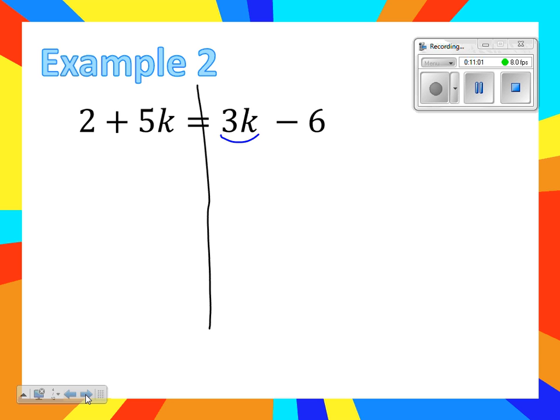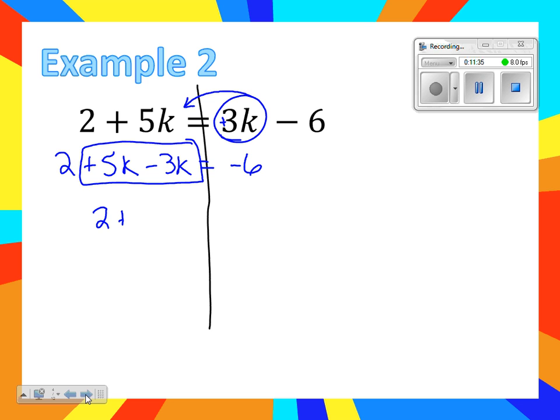I'm going to start by moving the 3K. Now, it's a positive 3K, so I'm going to pick him up and move him over here, okay? When I do, what happens to him? He becomes a negative. As it crosses the equals, he does change signs, okay? So I'm going to scoot this stuff over. And I told you the other day, it's important that when you move things over that you always put what you're doing at the end. So minus 3K on this side. What's left on this side? Okay, now let's combine what matches. 5K minus 3K is 2K.